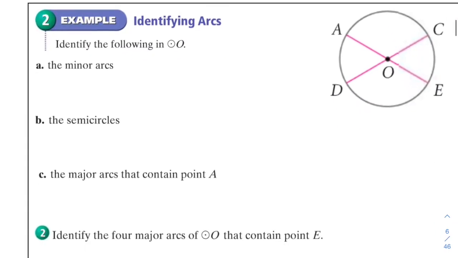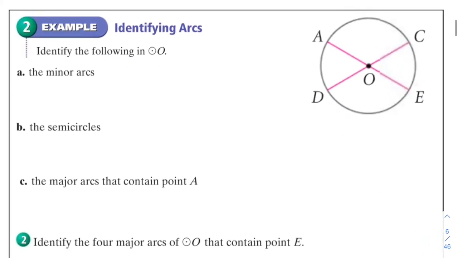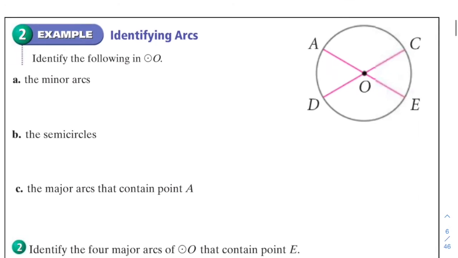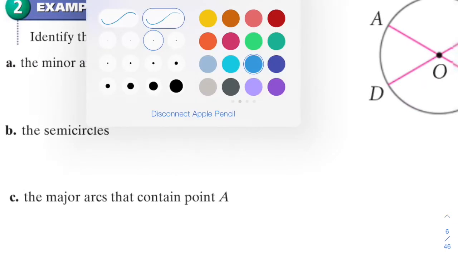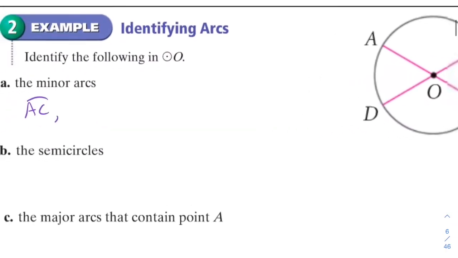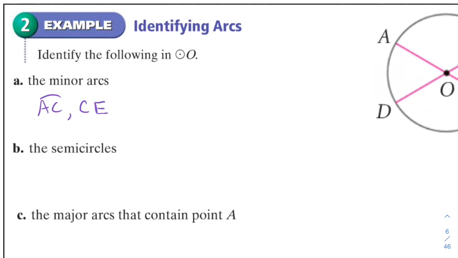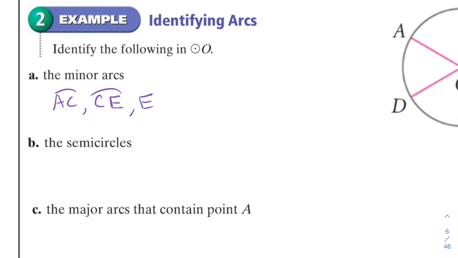Next, moving on to example 2, identifying arcs. Let's identify all of the minor ones. It appears that all of these are minor when we keep them separate. So we have arc AC, arc CE. Again, these are all less than 180 degrees. Arc ED and arc DA.